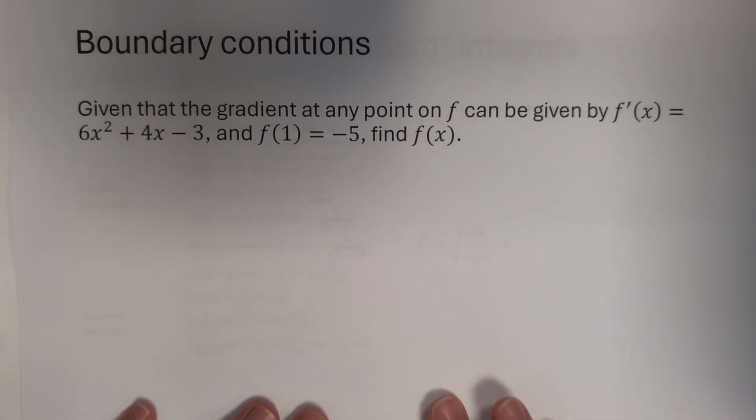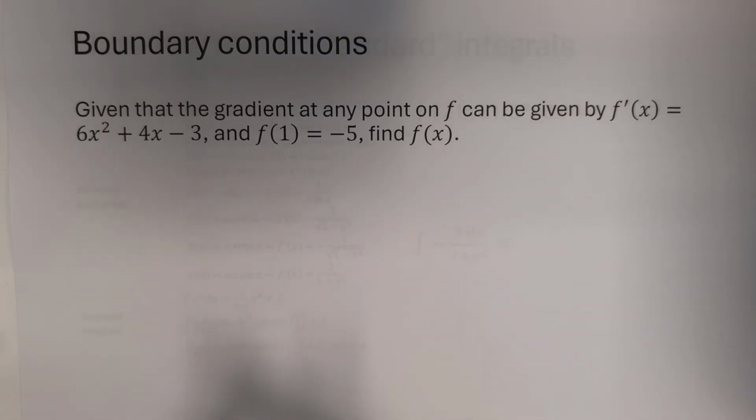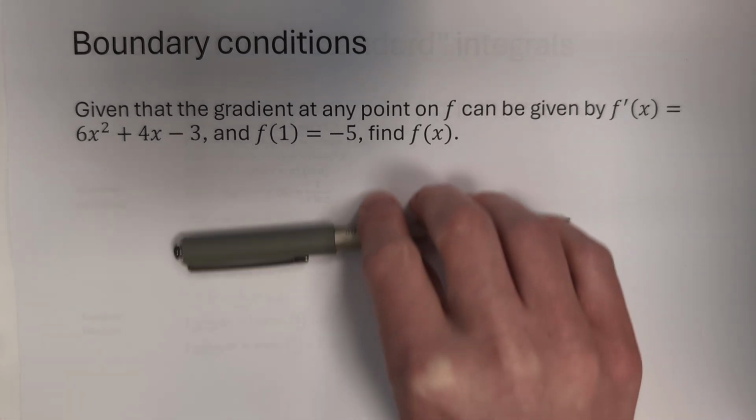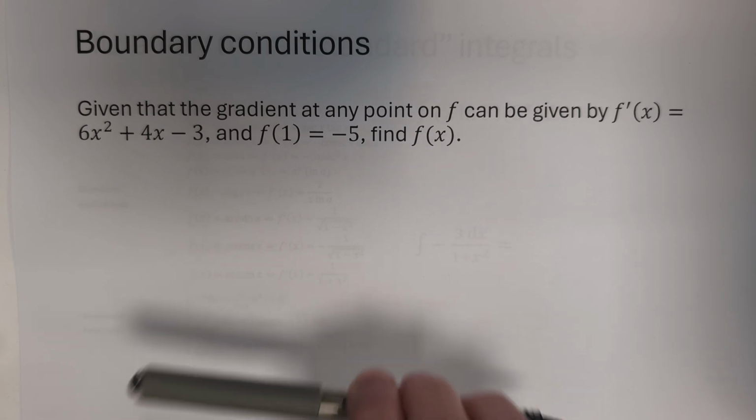Sometimes they may give you a point on the original function so you can find out what c is. Because remember, the derivative just gives you the gradient of something. But if you were to find the antiderivative, you don't know how far up or down that curve is. You just know the gradient, where it's going.